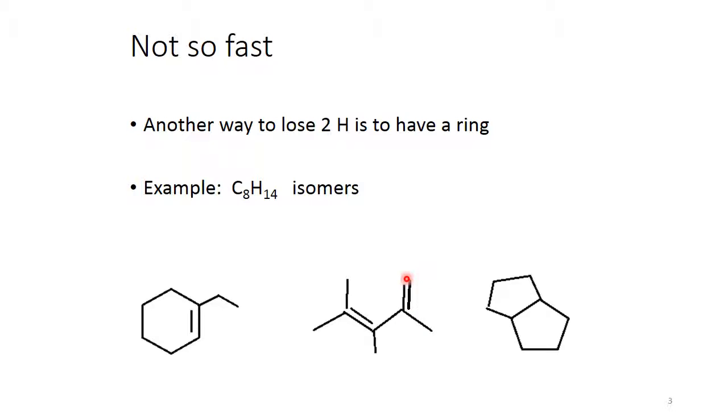How do I know it's C8H14 without even counting up the hydrogens? I find there are 8 carbons, 1, 2, 3, 4, 5, 6, 7, 8, and there are 2 degrees of unsaturation. So I know it's C8H14. And if I look at this compound, I would find there are 8 carbons. And because there are 2 rings, that's 2 degrees of unsaturation. So I know it must be C8H14.